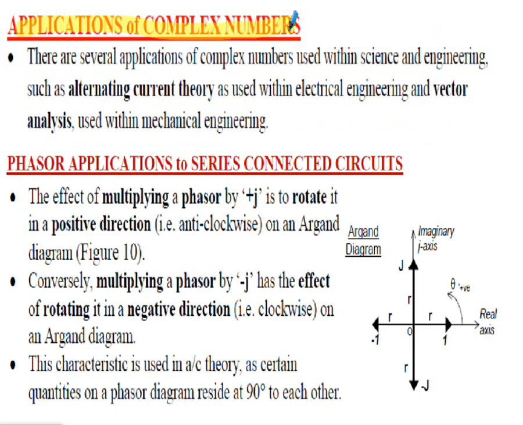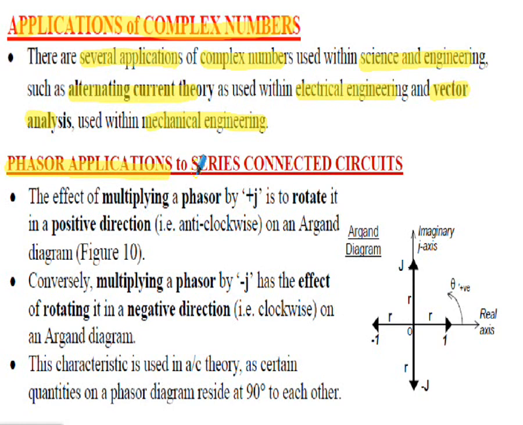Applications of complex numbers. There are several applications of complex numbers used within science and engineering, such as alternating current theory, as used in electrical engineering, and vector analysis, as used within mechanical engineering.